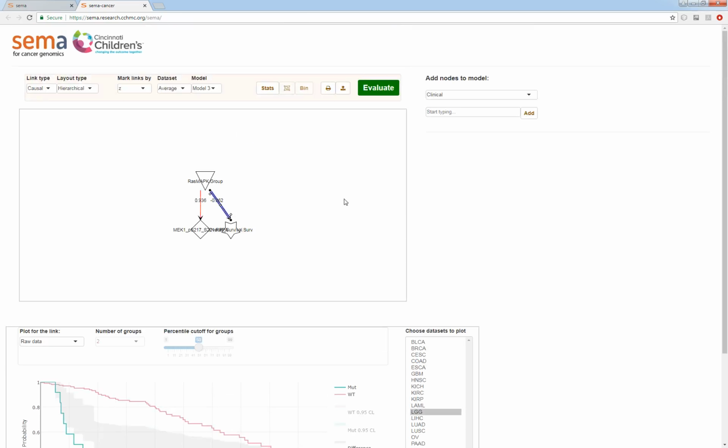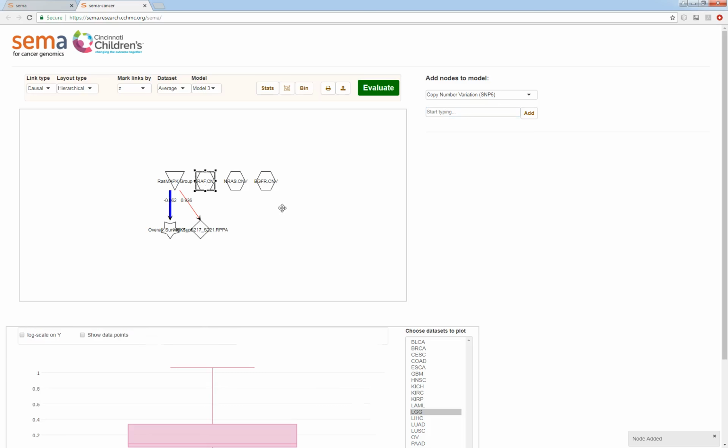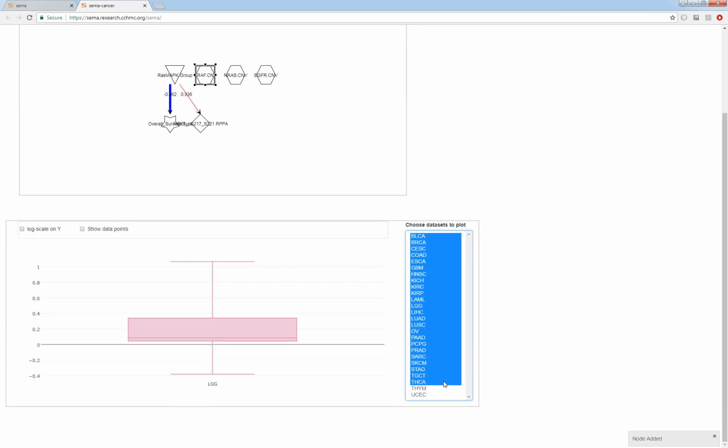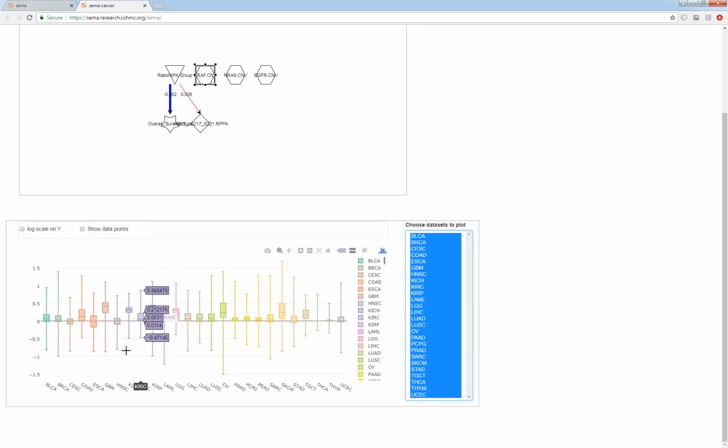Okay, now it's not just mutations in the RAS-MAPK pathway. We also have amplifications of EGFR that may impact this pathway. NRAS, I believe, is also amplified in some cancers, and BRAF. Now let's see if it's true, if they are really amplified.